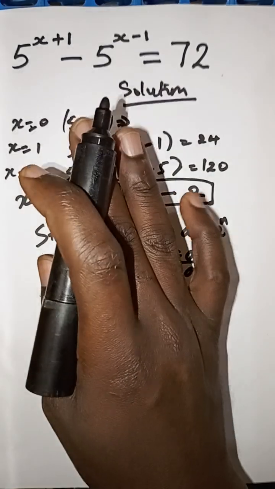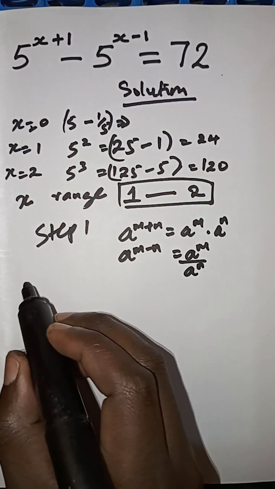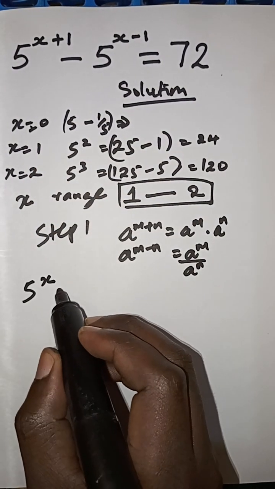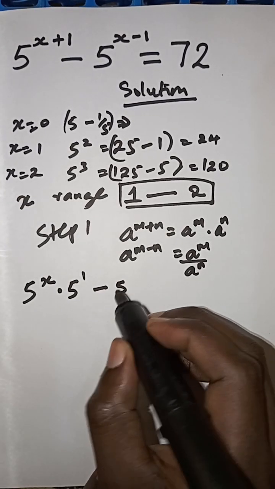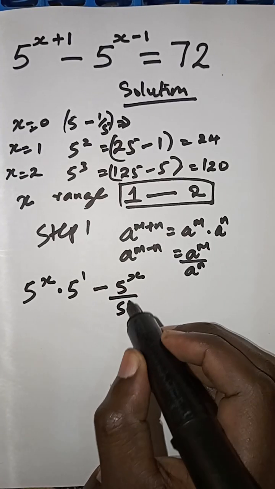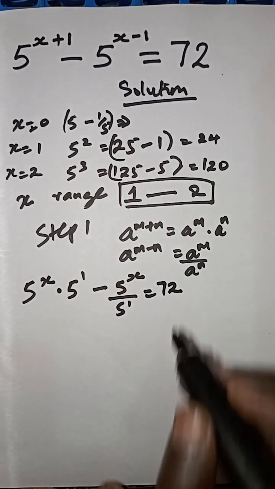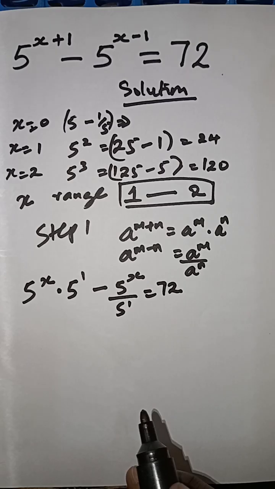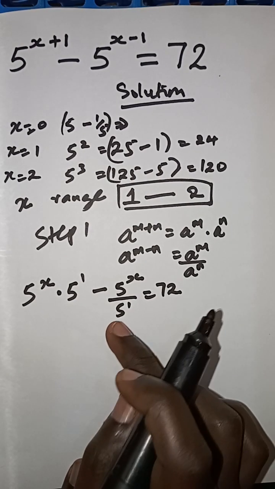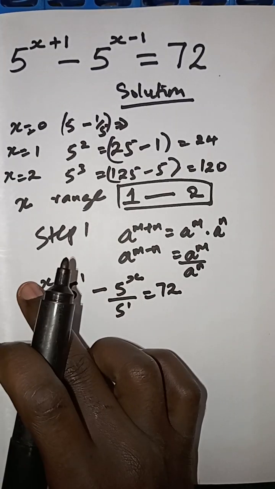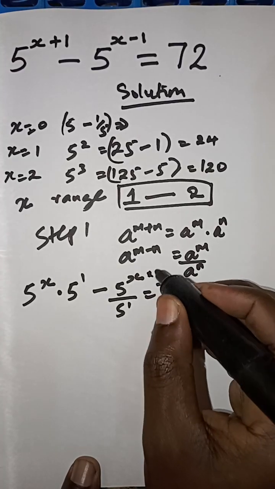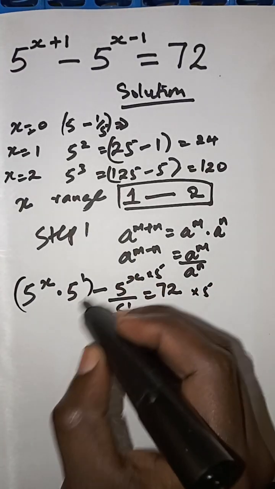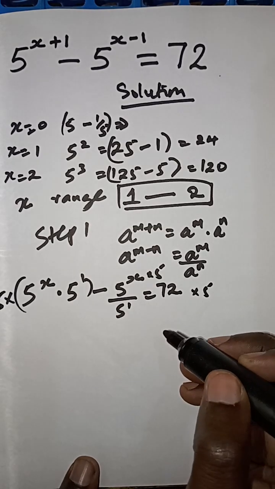So I'm going to apply this so that I have 5 to the x multiplied by 5 to the 1, subtract 5 raised to x divided by 5 raised to 1, should give me 72. It looks nice. Next step, I'm going to eliminate this 5 by multiplying across each side by 5, and on this other end also by 5.